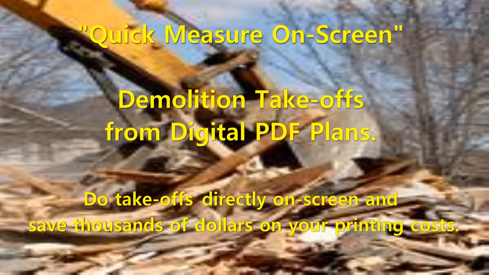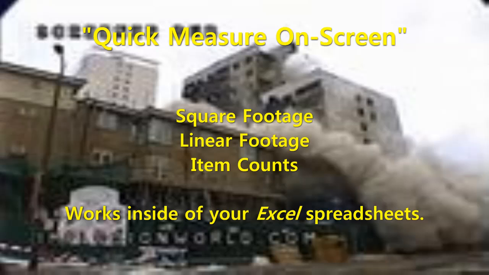Quick Measure on screen will help you to do demolition takeoffs from PDF or digital plans. You do your takeoffs directly off the blueprint image displayed on your screen, and this can save you thousands of dollars a year off your printing costs. With Quick Measure on screen, you can take off square footages, linear footages, and item counts. Quick Measure on screen also works directly inside of your own Excel spreadsheets.